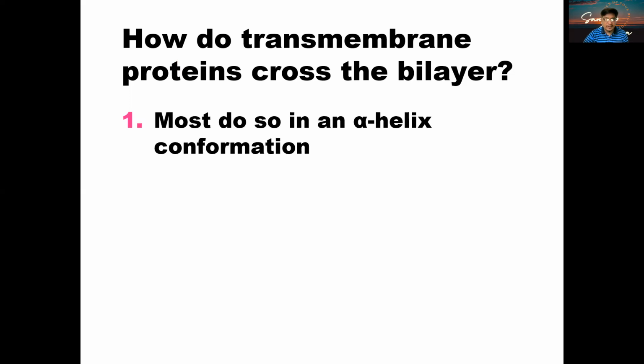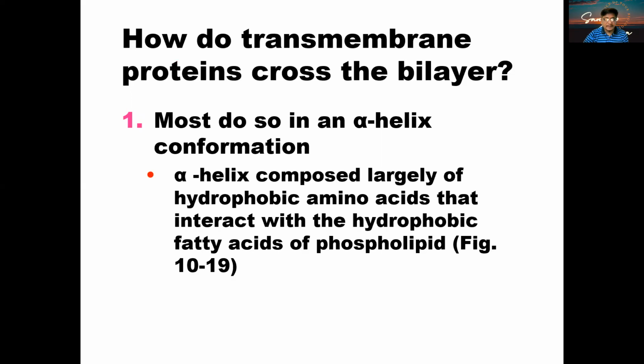So most of them do it in the alpha helical form. Why, we'll talk about in a little while. So this alpha helix is composed largely of hydrophobic amino acids. The propensity of the amino acids found in the alpha helix is highly hydrophobic. So that helps them to pass through the lipid layer, which is a hydrophobic region.